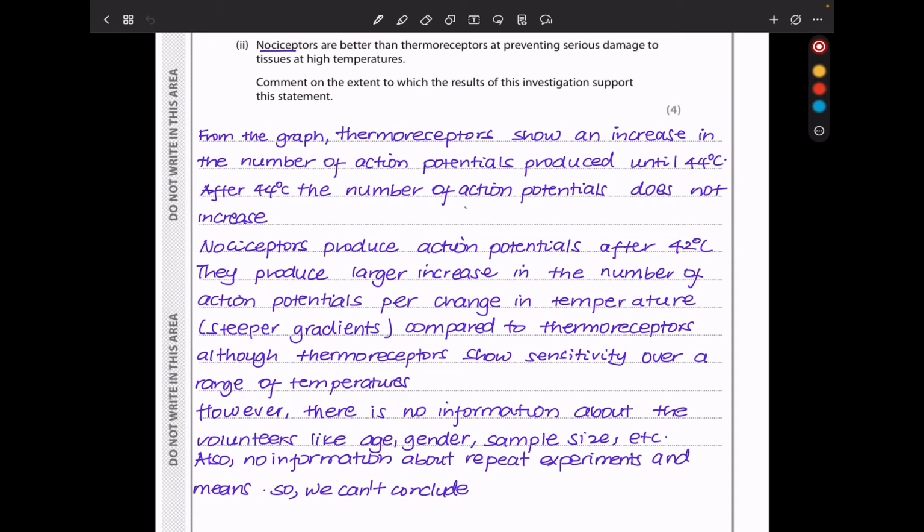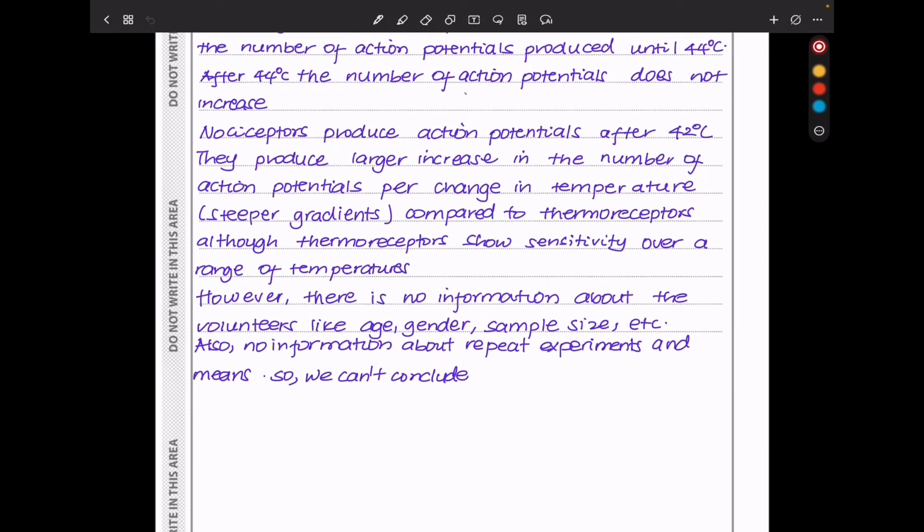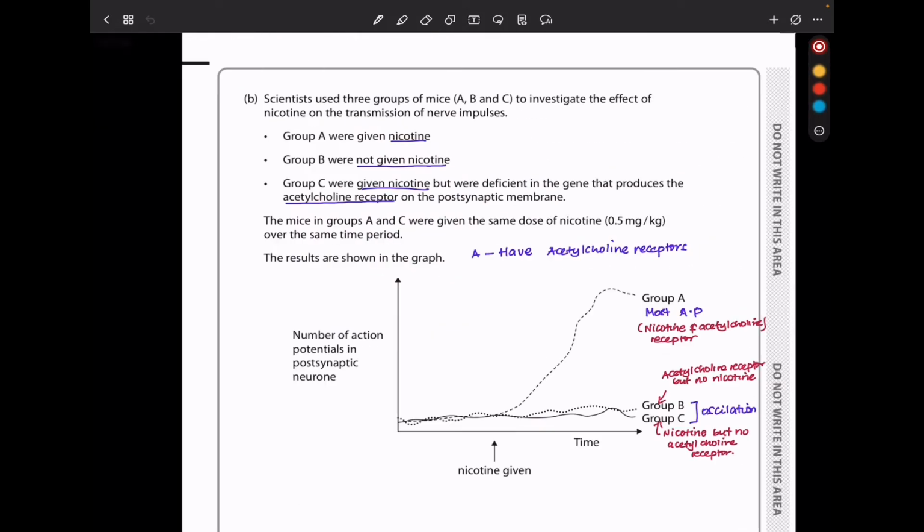And again, remember this question is about commenting, so when you're answering commenting questions, you have to talk about the methodologies used, the validity of the methodologies. Then you talk about the sample size, you talk about the error bars if there is overlap or repeat experiments and so on. So that should be what you could write.